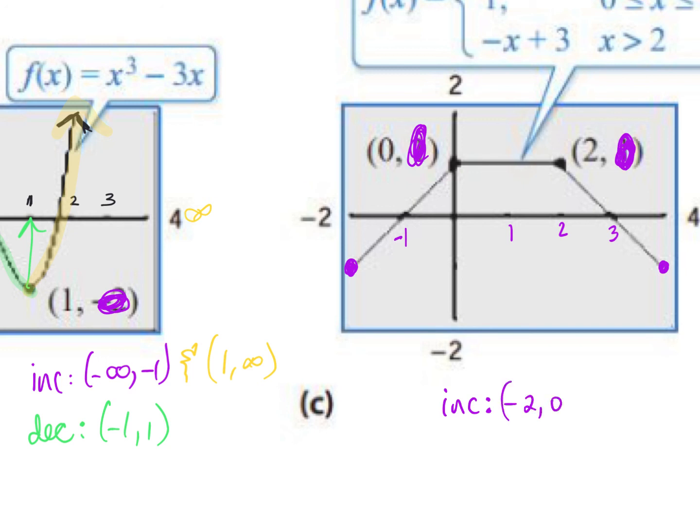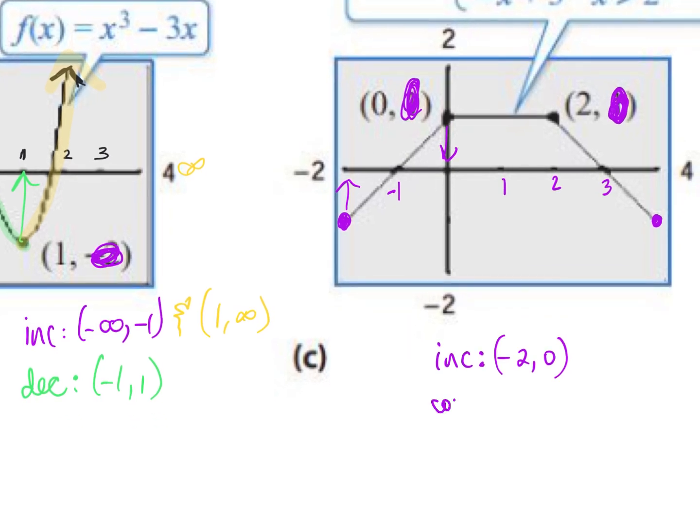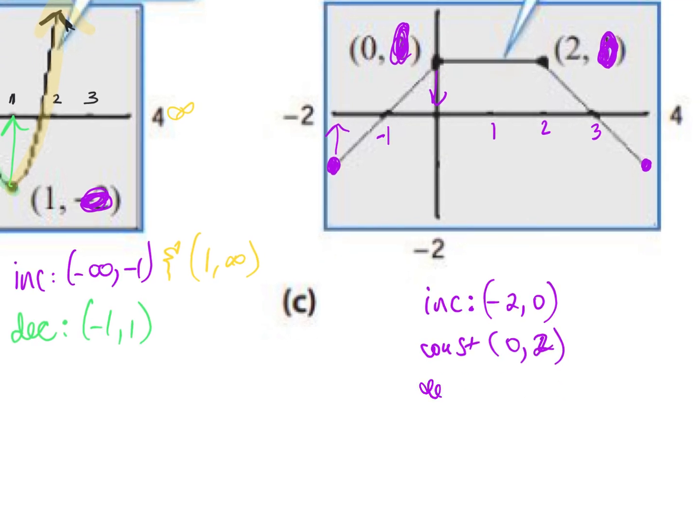-2 to 0. Good. From -2 to 0. Draw arrows if you have to. Then from awesome. Then from good job, guys.